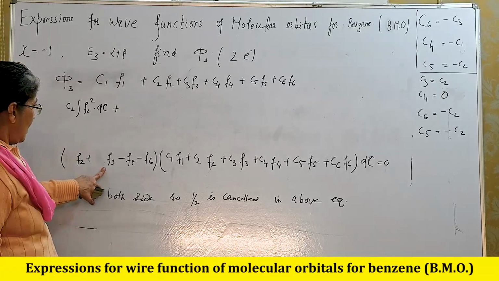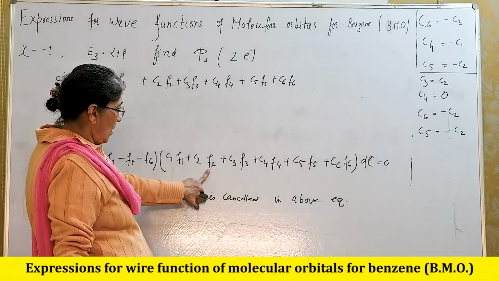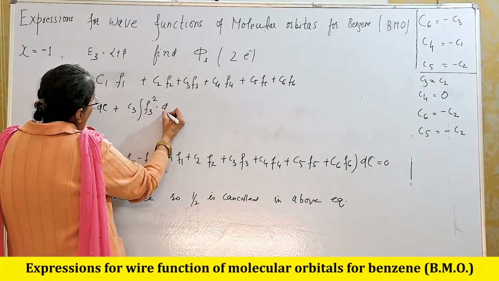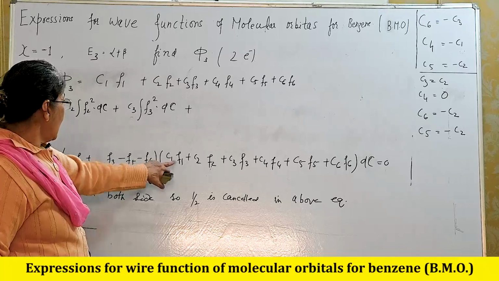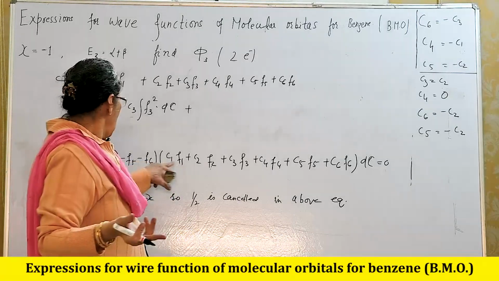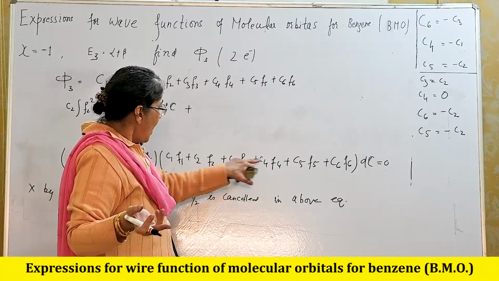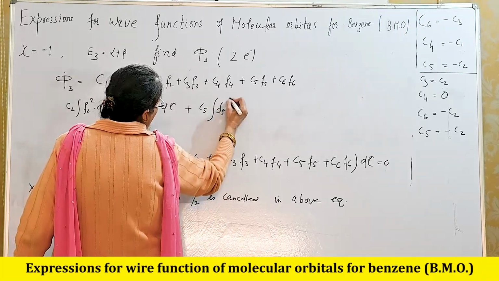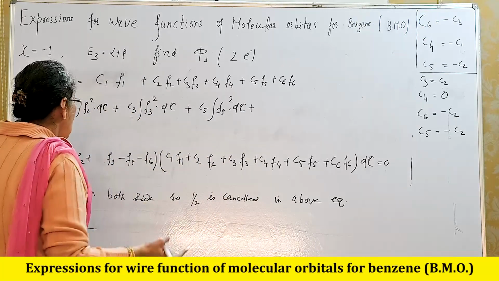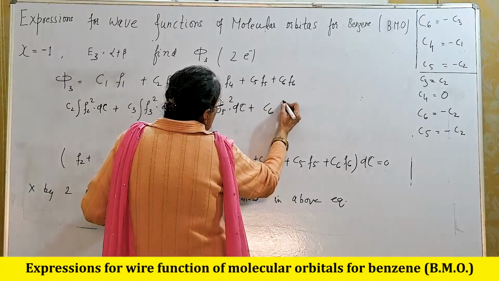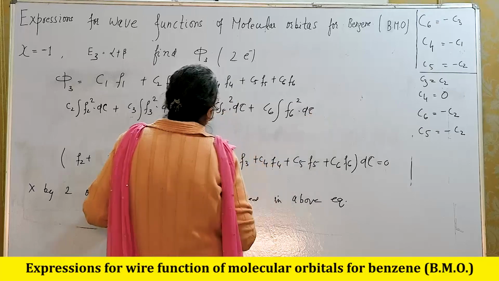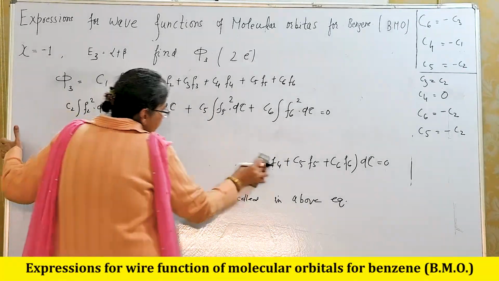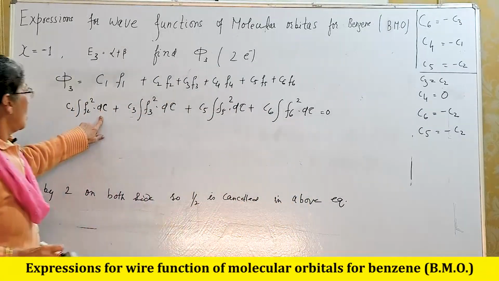Now next is F3. F3 F1 orthogonal, 0; F3 F2 orthogonal, 0; F3 and C3 F3. So you get C3 F3 square d tau plus, now C1 F5: F5 F1 orthogonal, 0; F5 F2 orthogonal, 0; F3 F5 orthogonal; F4 F5 orthogonal; C5 F5. So here you get C5 F5 square d tau plus, similarly, C6 F6 square d tau. This is equal to 0. This is the condition of orthogonality. This is one normalized condition.